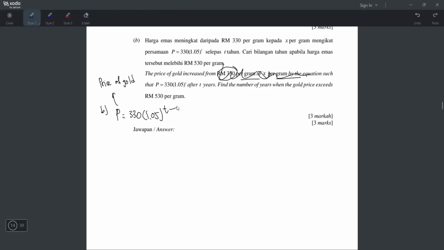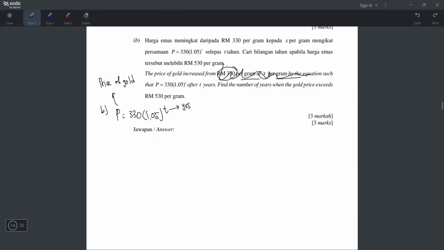And then T is for you to put in the years. So let's say if I want to know after 1 year, what's the price? You just take the first year's price, 330, multiplied by 1.05 power 1. And then you will get the price after 1 year.